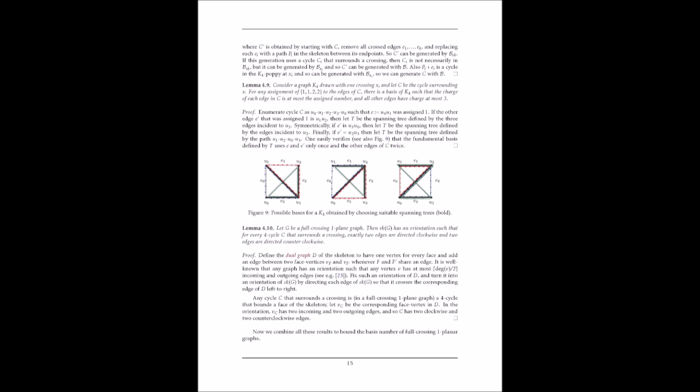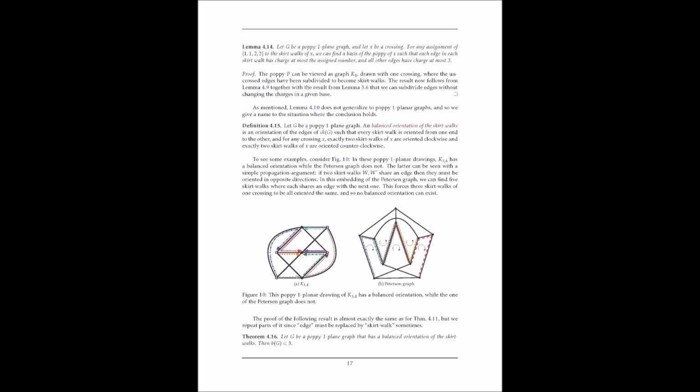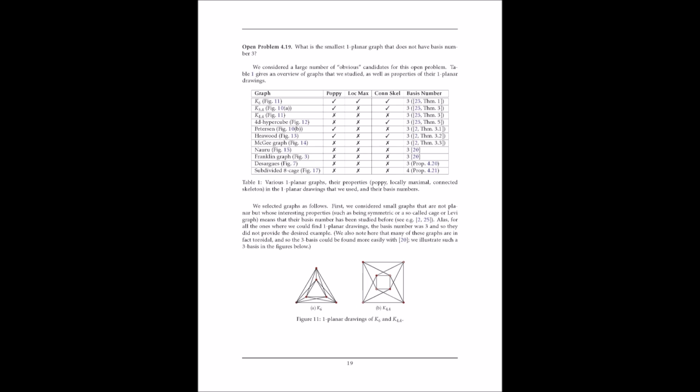But here's the thing. Not every poppy one-planar graph has one. There's the catch. Any example of one that doesn't? The Petersen graph we talked about earlier, the classic poppy graph, can't be oriented in a balanced way. Figure 10 in the research shows this. How do we know if it has a balanced orientation? And can we still say anything about the basis number if it doesn't? Good questions. Even within poppy graphs, there's nuance to figure out. It's like we're peeling back layers of complexity with each new type of graph.